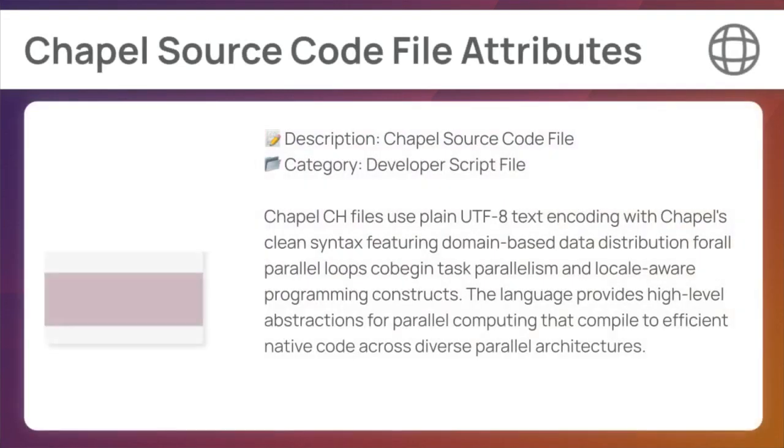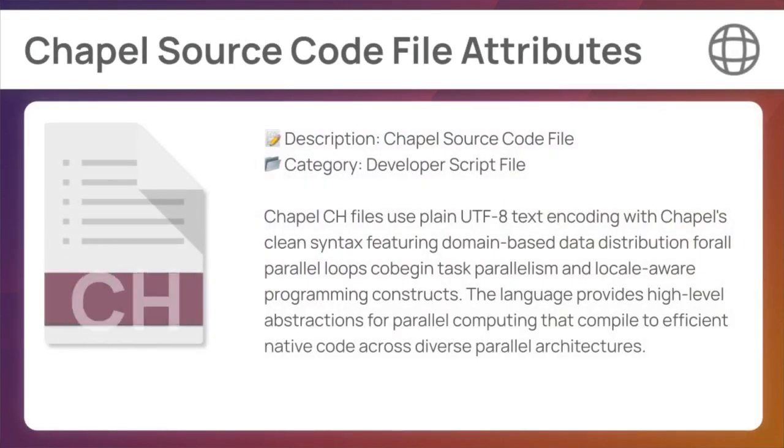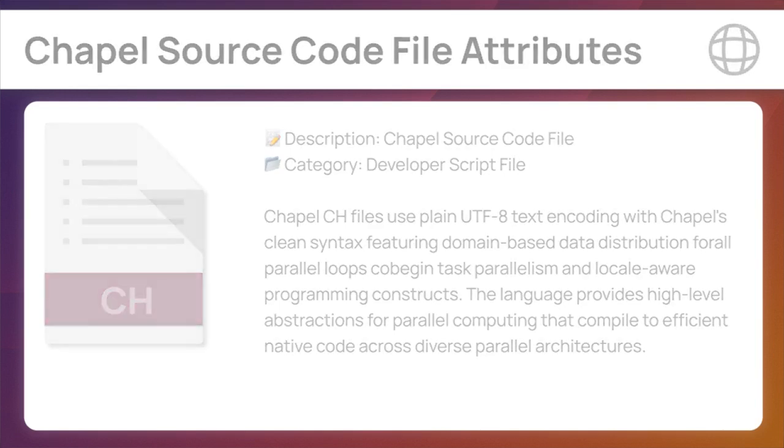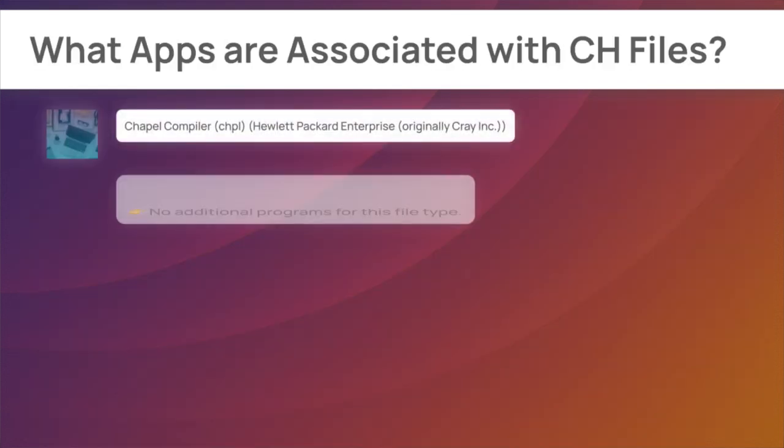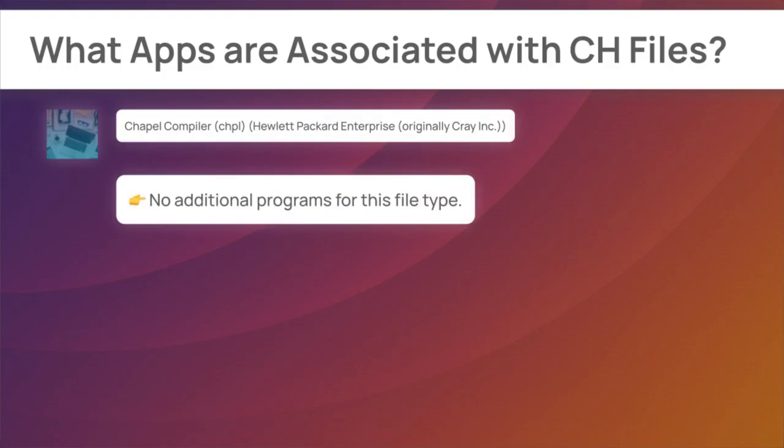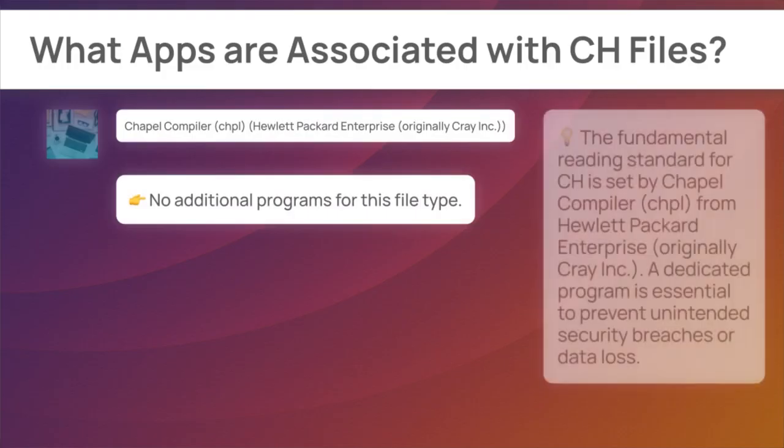Chapel CH files use plain UTF-8 text encoding with Chapel's clean syntax, featuring domain-based data distribution, forall parallel loops, cobegin task parallelism, and locale-aware programming constructs. The language provides high-level abstractions for parallel computing that compile to efficient native code across diverse parallel architectures. To gain full access to CH, the application needed is Chapel Compiler CHPL from Hewlett-Packard Enterprise, originally Cray Inc.